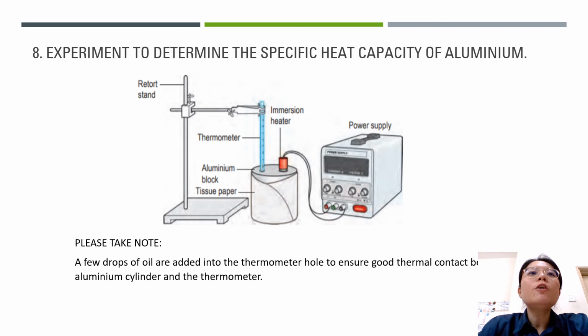And you also can do the experiment to determine the specific heat capacity of aluminium. The procedure more or less the same, but one thing that you need to take note is, in the aluminium block, we have holes for you to put in the immersion heater and thermometer. So before you start the experiment, you should drop a few oil into the hole. Why? To ensure good thermal contact between the aluminium cylinder and the thermometer.